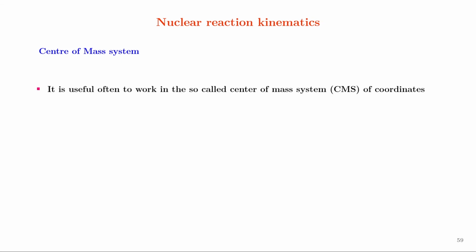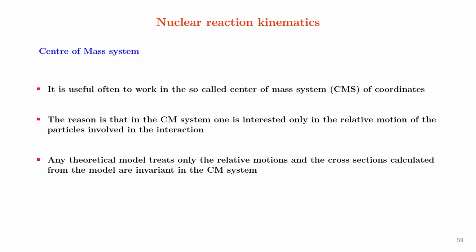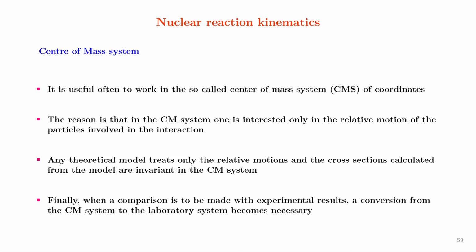It is often useful to work in the so-called center of mass system of coordinates. This is because in the center of mass system, one is interested only in the relative motion of the particles involved in the interaction. Any theoretical model treats only the relative motions, and the cross-sections calculated from the model are invariant in the center of mass system. Finally, when a comparison is to be made with experimental results, a conversion from the center of mass system to the laboratory system becomes necessary.